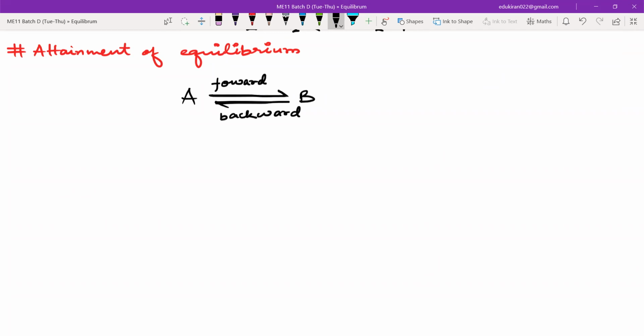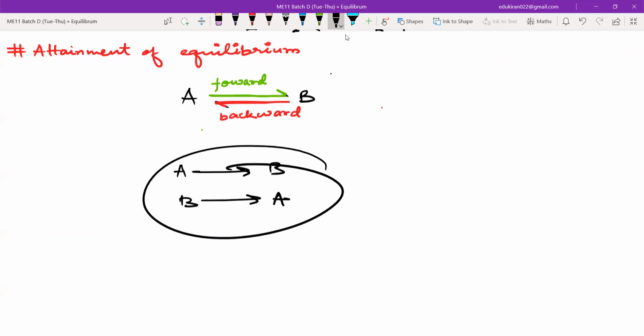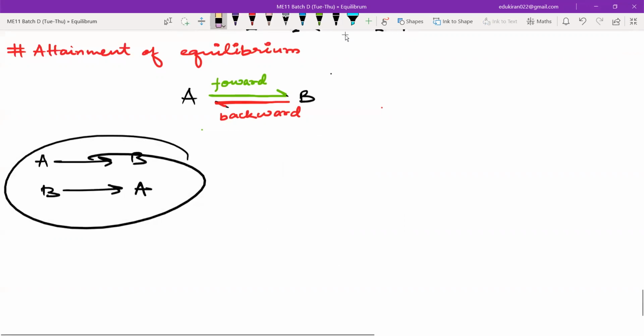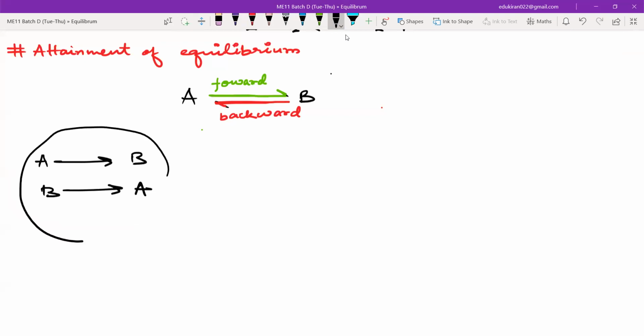This is forward and this is backward reaction. Now, when I talk about forward and backward reactions, we have to understand that A has the ability to form B, and if I start with B, then B also has the ability to form A. So both of these reactions are possible. If I have A, then A gives me B. If I have B, then B gives me A. This is something that you have to keep in mind whenever we are dealing with a reversible reaction and achieving an equilibrium: both of the reactions are possible.